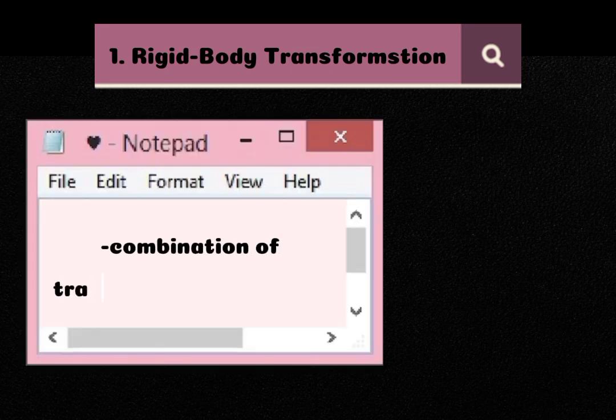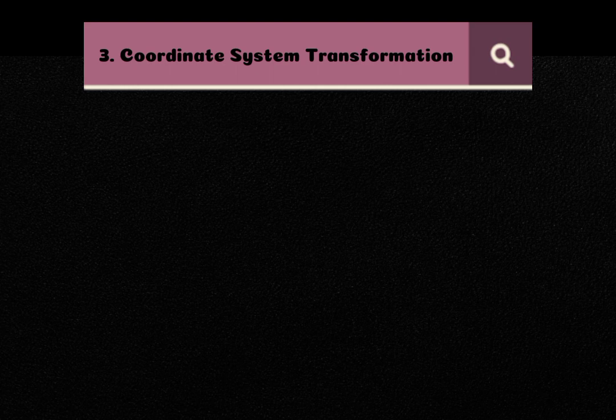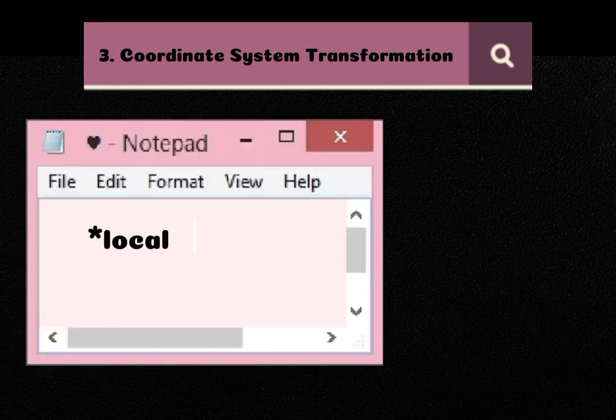Number one, rigid body transformations. It is a combination of translation and rotation, representing the overall movement of an object in 3D space. Number two, affine transformations. It is the combination of translation, rotation, and scaling, providing a more general set of transformations for complex movement.